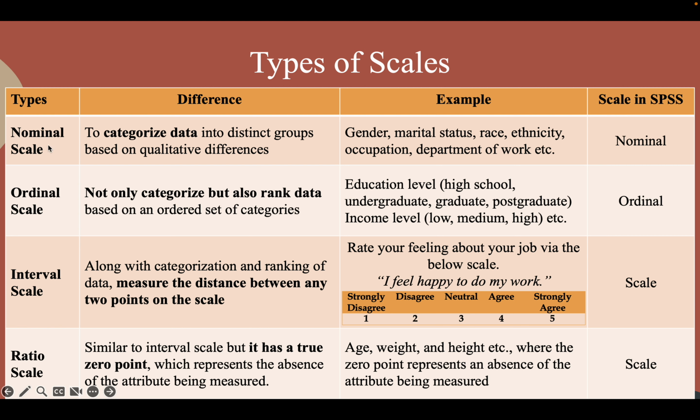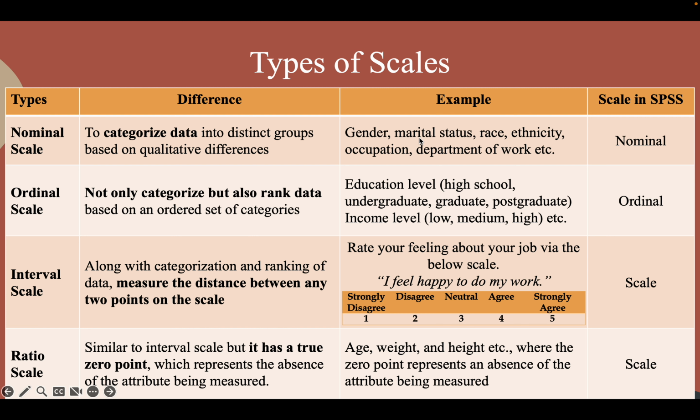Nominal scale is a simple type of measurement which is used to categorize data into distinct groups on the basis of respondents' qualitative differences. Examples of common qualitative differences of the respondents are gender. People are different on their gender, on their marital status, on their race, ethnicity, occupation, department of work, etc. Using gender as a qualitative difference, the responses of respondents can be divided into different categories like male respondents or female respondents.